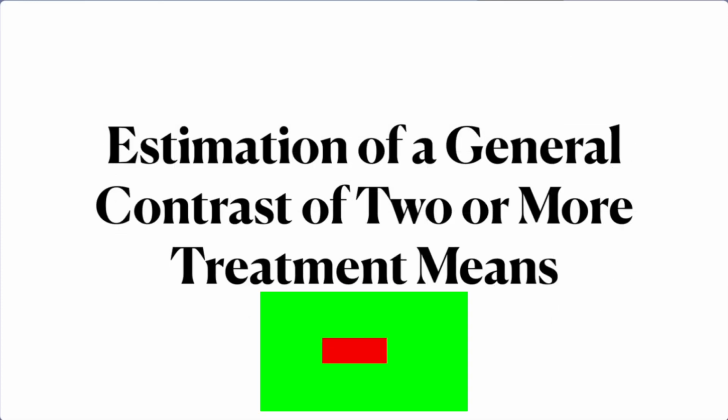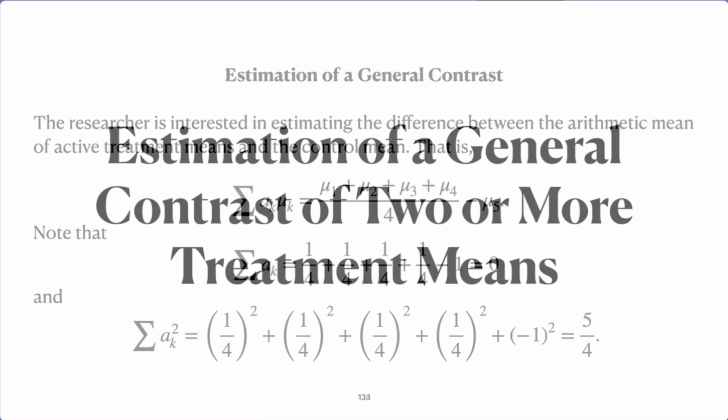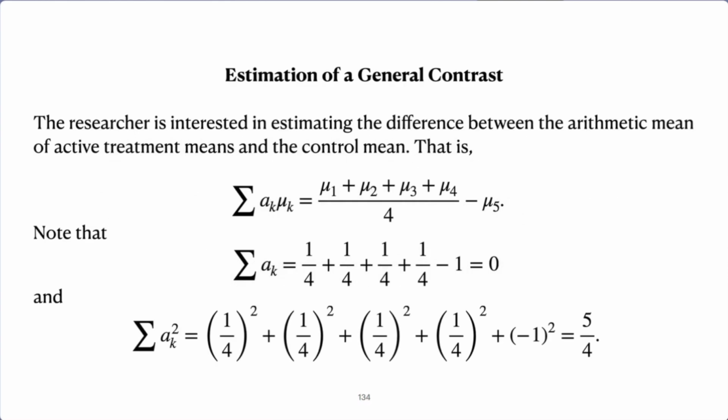Now that leads us into the next type of comparison that we might want to make based on those results, estimation of a general contrast of 2 or more treatment means. The researcher is interested in estimating the difference between the arithmetic mean of the active treatment means and the control mean. This type of comparison could very well have been specified before the experiment was run, which would be the ideal situation, so that we're not doing comparisons that are suggested to us by the results, which inflates the overall type 1 error rate.